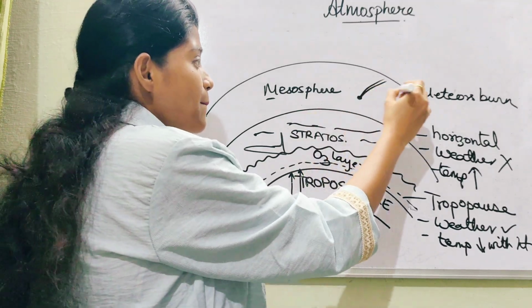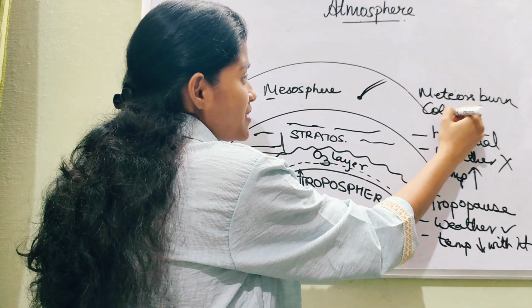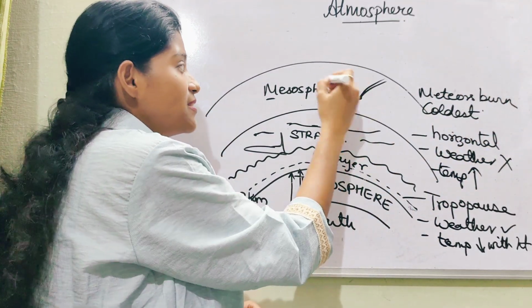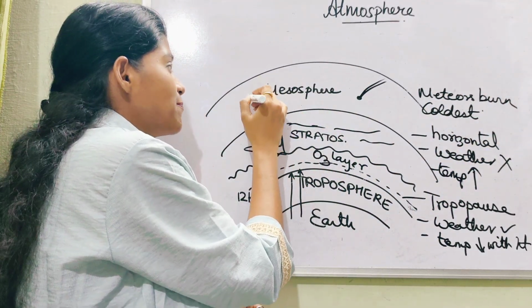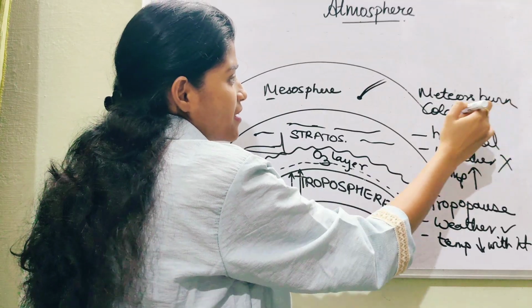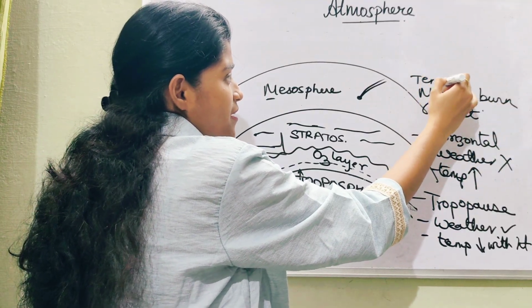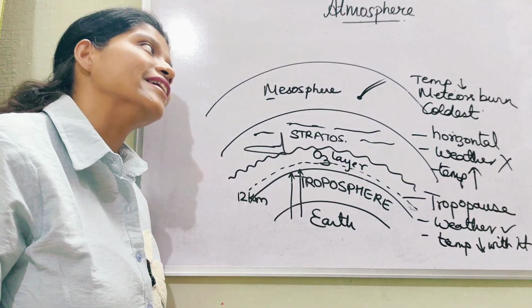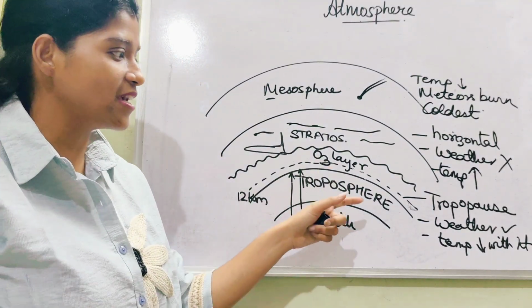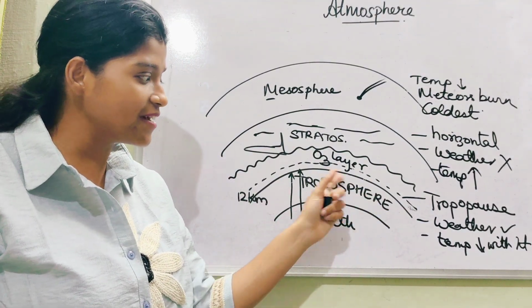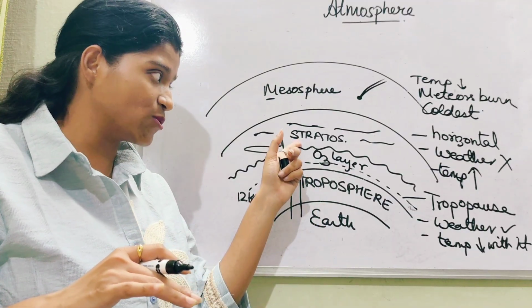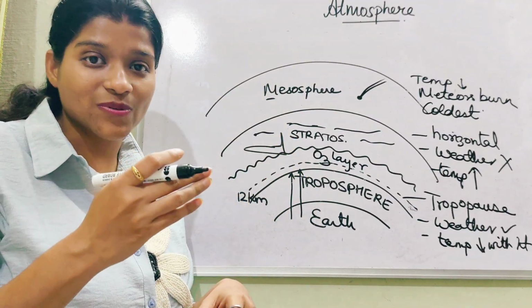And remember, the mesosphere is the coldest layer of the atmosphere. So in this layer, temperature decreases with height. Temperature again starts decreasing with height. Can you see the change? First, in the troposphere, temperature decreases with height. Then in the stratosphere, temperature increases with height.